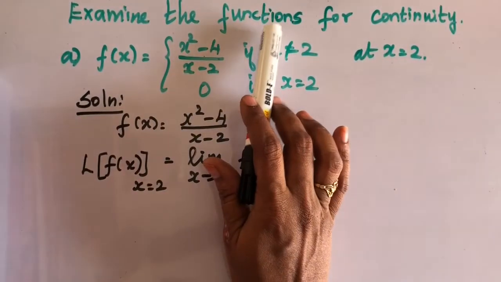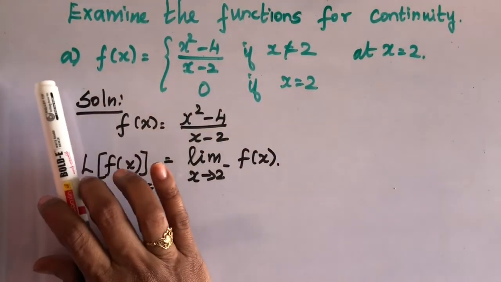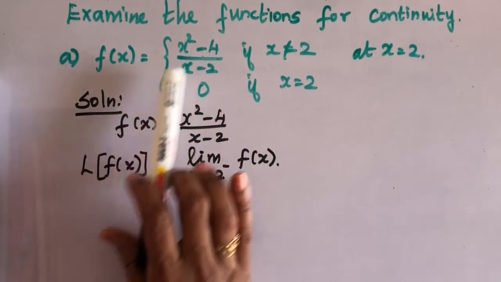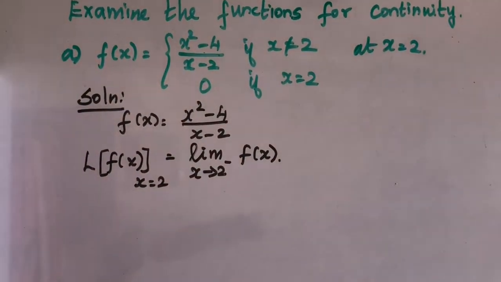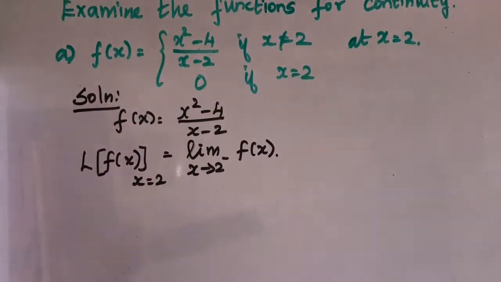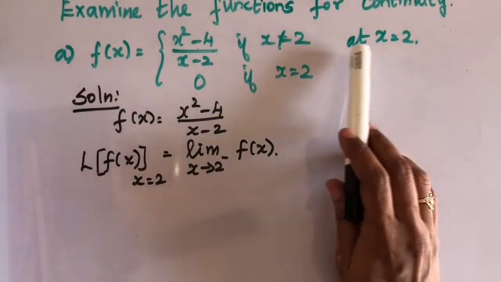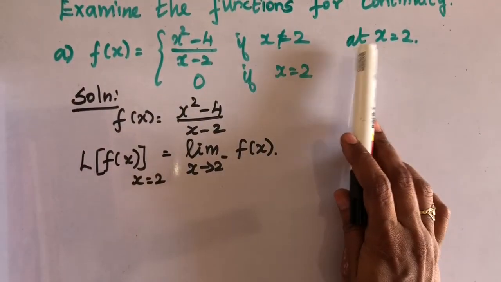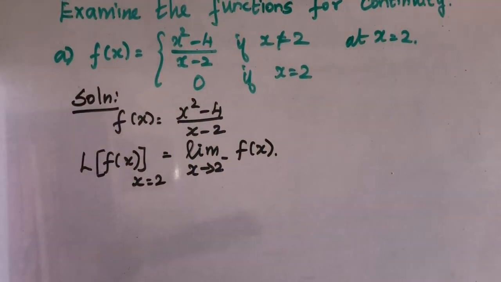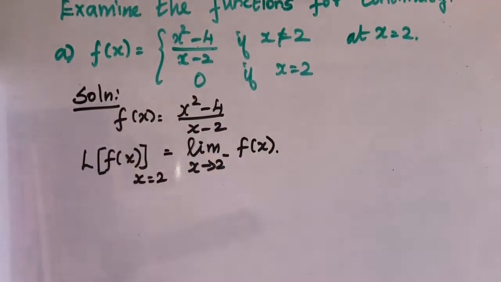Examine the functions for continuity. First one, f of x is equal to x square minus 4 by x minus 2 if x is not equal to 2, and 0 if x is equal to 2. That is the function. We have to check its continuity at x is equal to 2. So, first let us write the function.